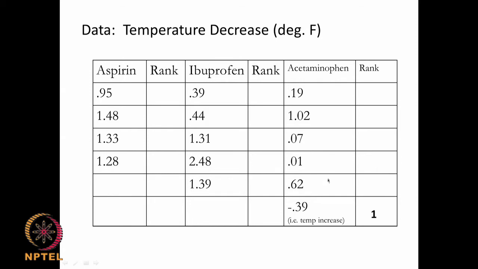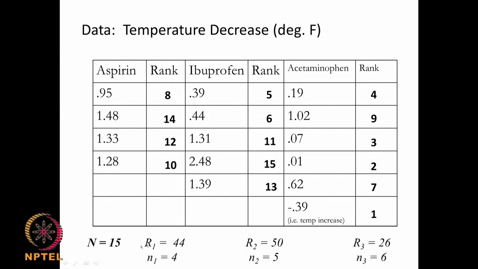So, when you do that, this is 1 because this is the smallest number. Then comes 2, then 3, 4, 5, and like that you go on. Finally, we end up with 15. Now, we add up these ranks together, these ranks together, and these ranks together. The total data set is 4 plus 5 is 9, plus 6 is 15. So, capital N is 15.